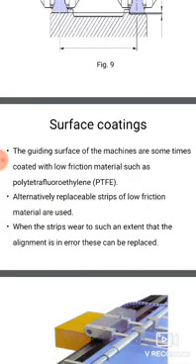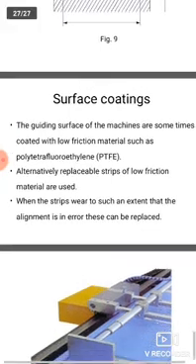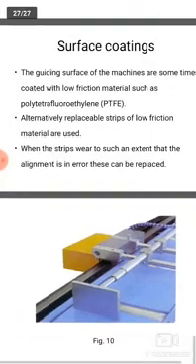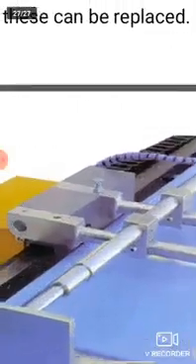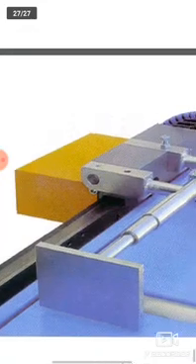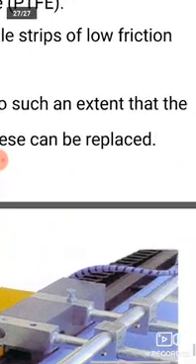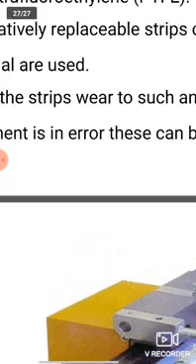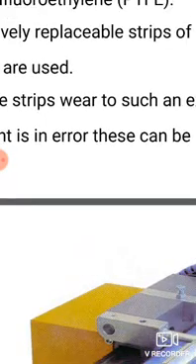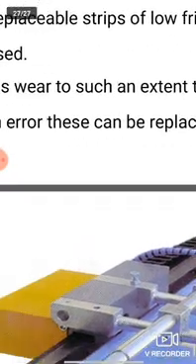When the strips wear to such an extent that alignment is in error, then we can replace this one, surface coating. Okay, alternatively, replacement strips of low friction materials are used. The guided surfaces of the machines are sometimes coated with low friction metals. Okay, so this is the surface coating. See here, this is the surface coating. So whenever the wear goes out, then some error like the strips will occur, and to replace those strips.